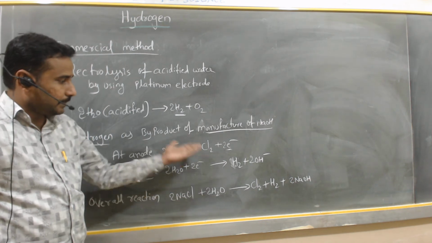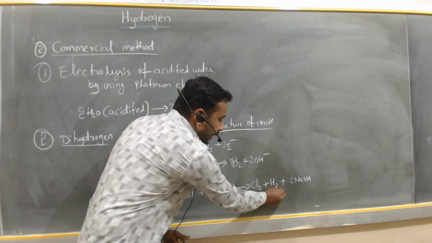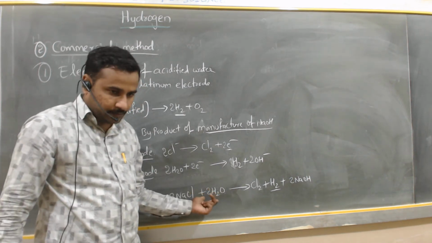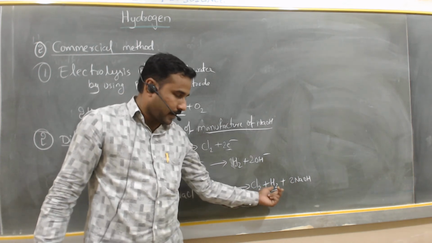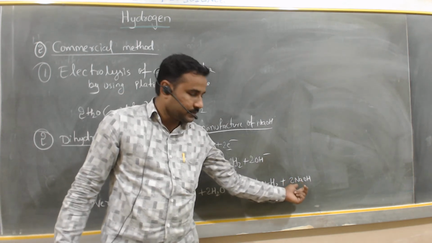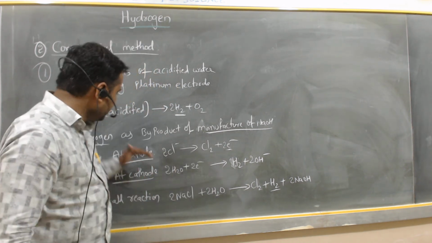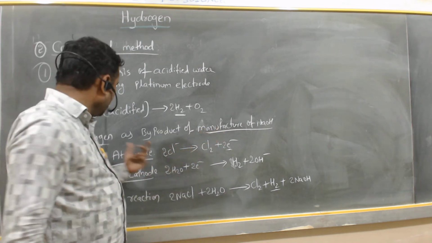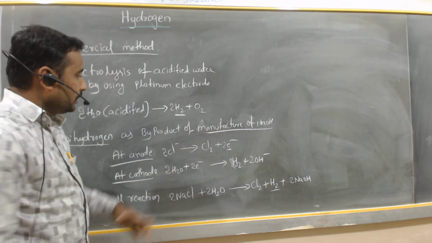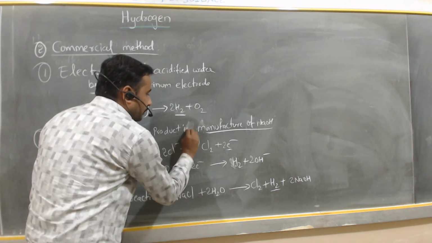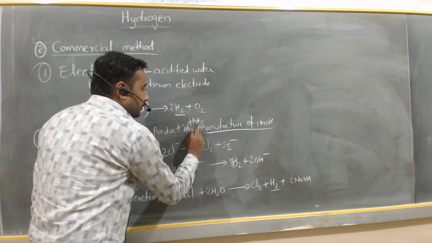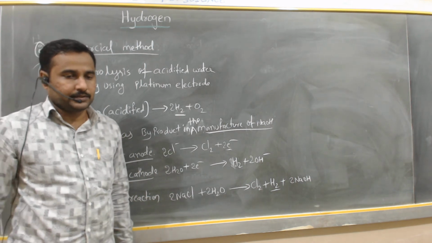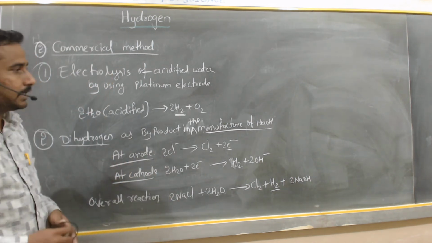When we are preparing sodium hydroxide, we get hydrogen as a byproduct. So when sodium chloride is treated with water, it gives chlorine, hydrogen and sodium hydroxide. So this is dihydrogen as a byproduct in the manufacture of sodium hydroxide, NaOH. This is the second method here.